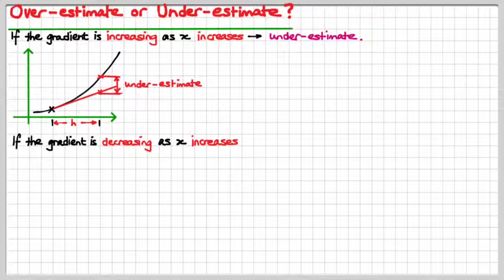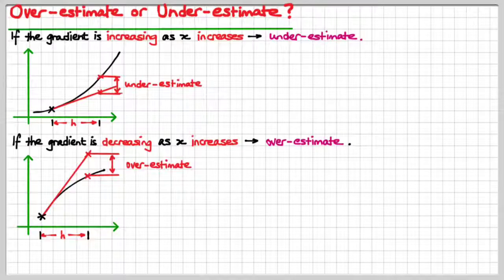Get that? And if the gradient is decreasing as x increases, the reverse happens. You get an overestimate. This diagram shows you why. You're assuming linearity from this point here going up to there to get our estimate of y, but y actual is here because the gradient is decreasing as x increases. So that's an overestimate. Alright, you get that?